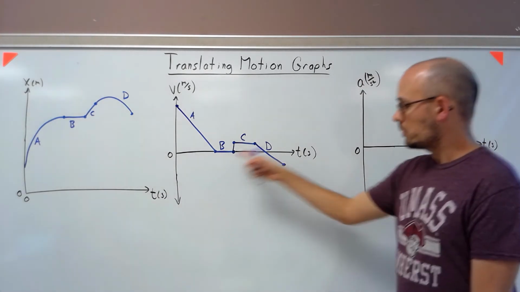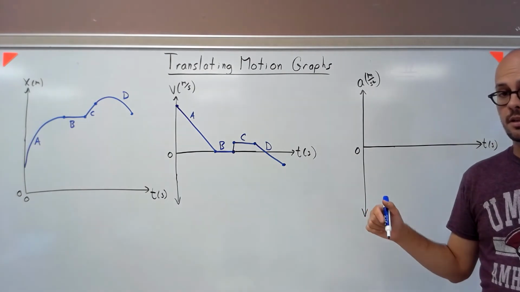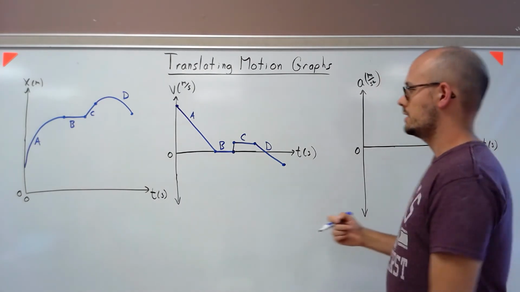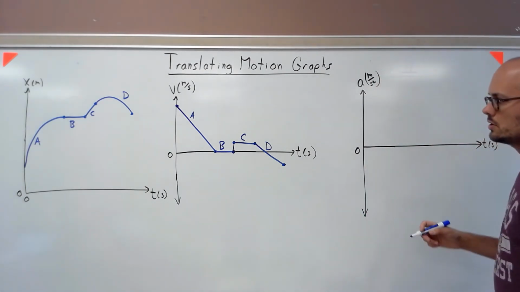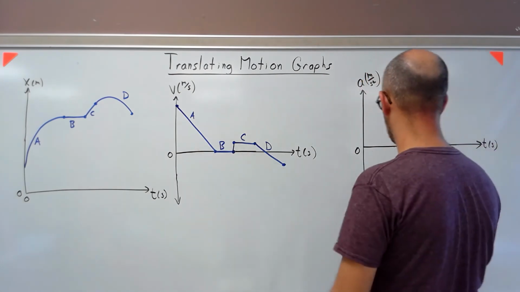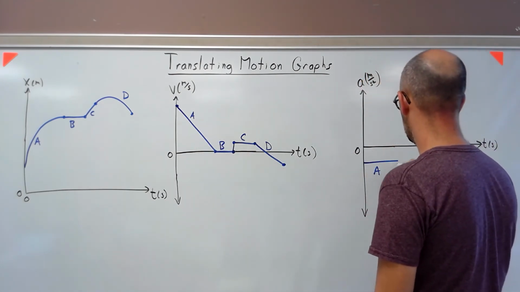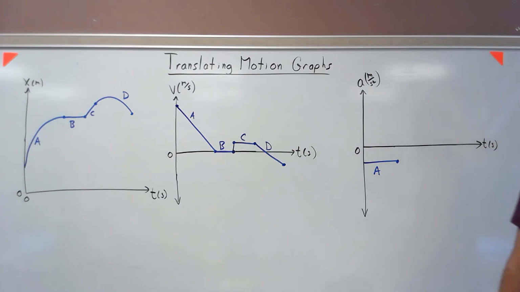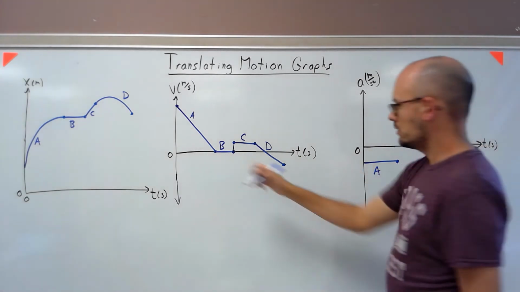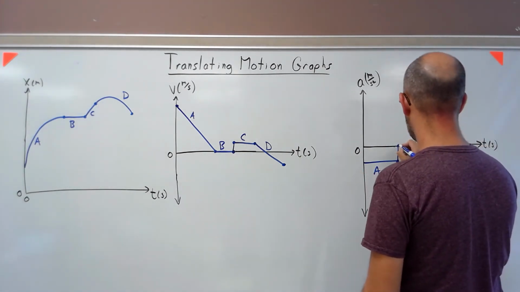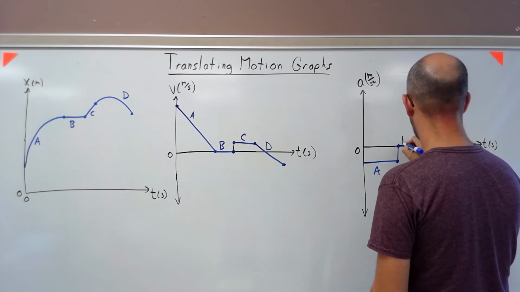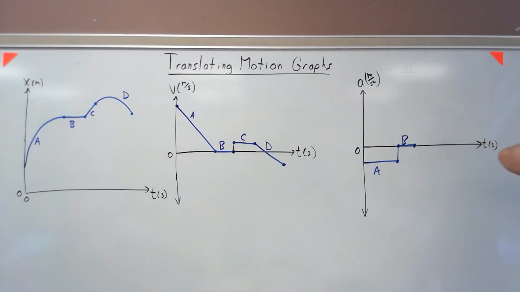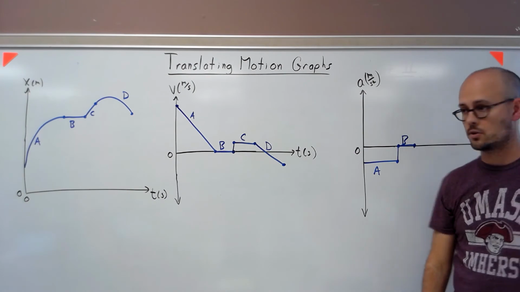For the next part, we go to acceleration, and that's a little bit easier because, again, remember, it's just slope that is going to tell you what to do on the acceleration graph. So real quick, negative slope. So part A has a negative acceleration. Part B, 0 slope. So part B is going to be flat, and it's going to be on 0.